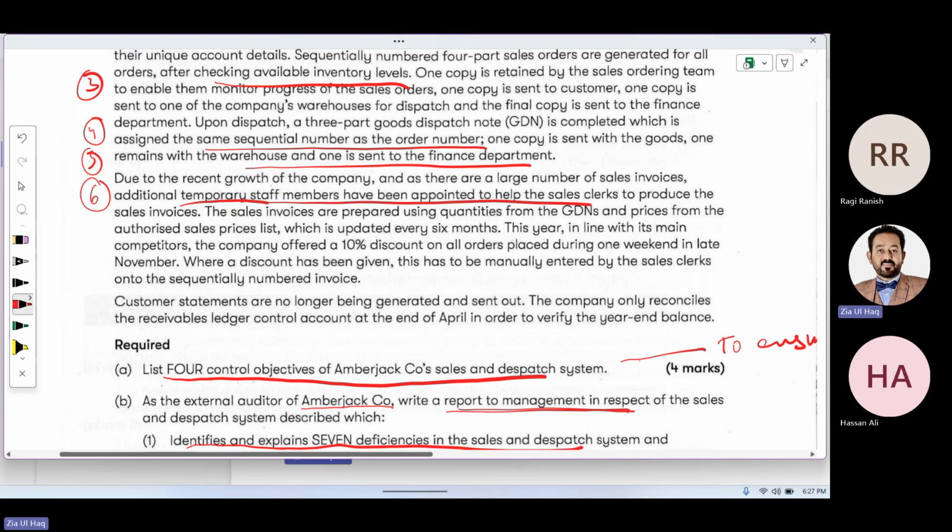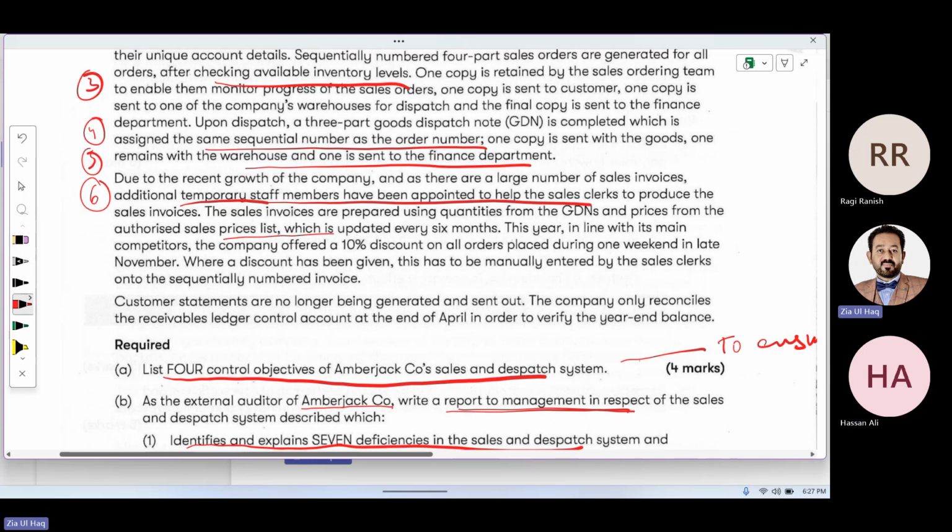The sale invoices are prepared using quantities from the GDNs, mean compared with GDNs, and prices from the authorized sale price list, which is updated every 6 months. Whether the price should be charged as per the order or from the price list that is updated every 6 months? They should compare invoices with the order and charge the same price that was agreed with the order.